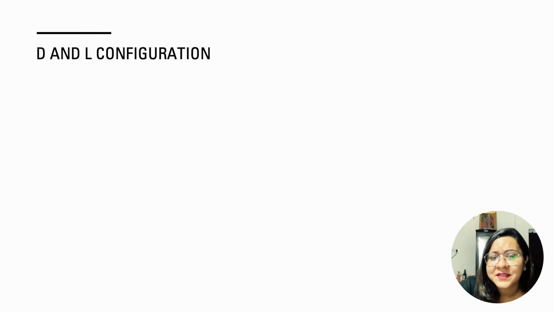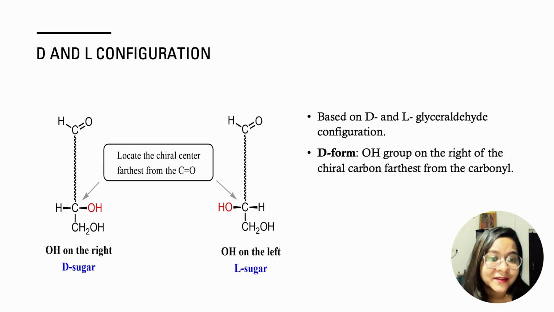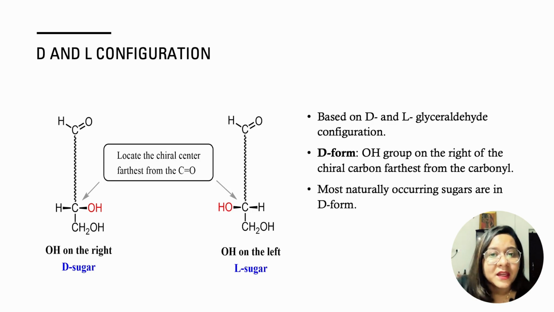The D and L system refers to the configuration based on glyceraldehyde, the simplest chiral sugar. In D sugars, the hydroxyl group on the chiral carbon farthest from the carbonyl is on the right side. So most naturally occurring sugars in biological systems are in the D form. This structural detail becomes vital when studying isomers and enzyme activities or enzyme specificities.